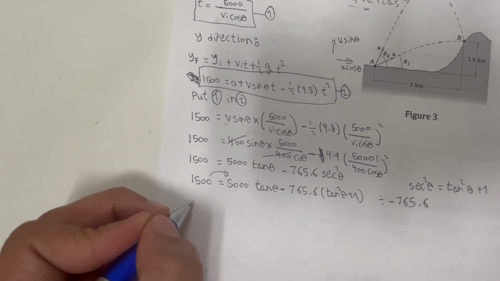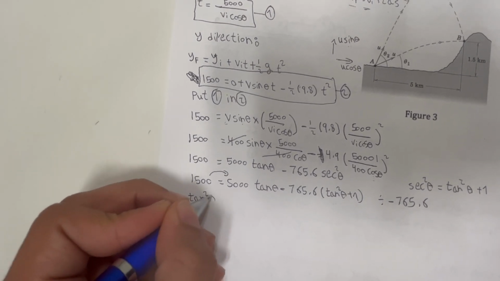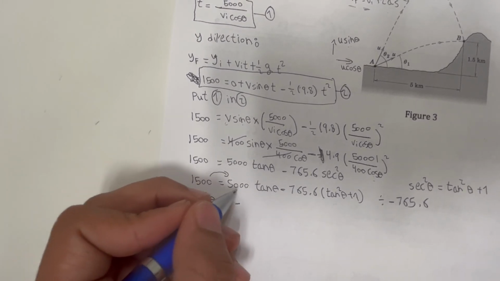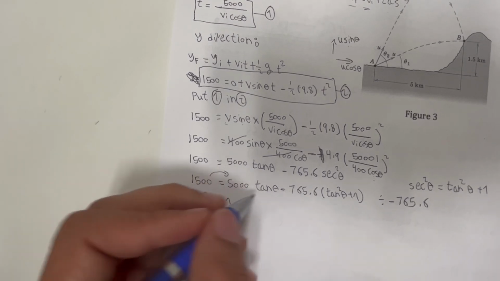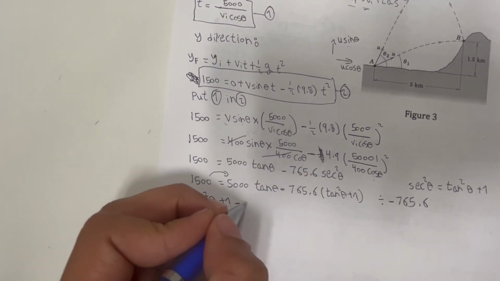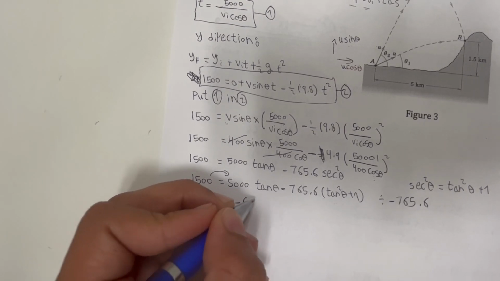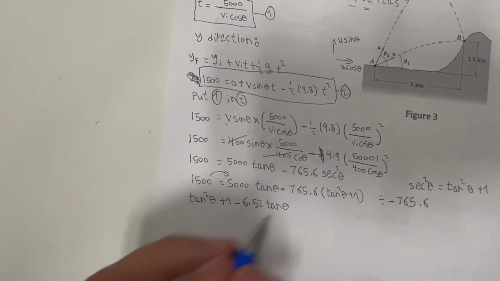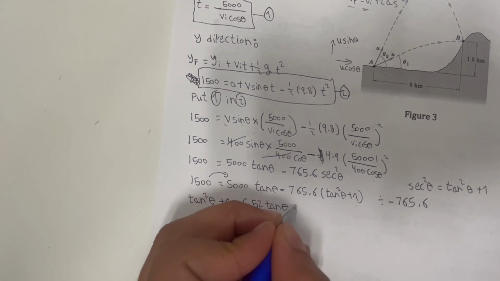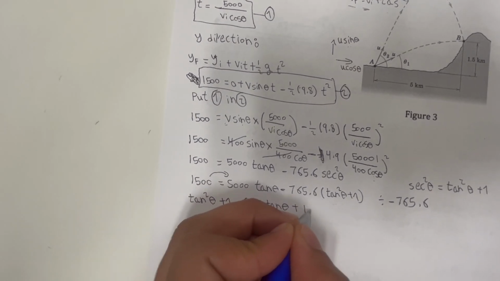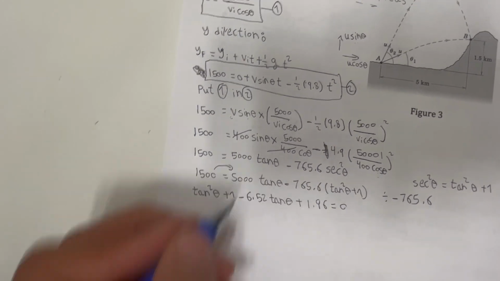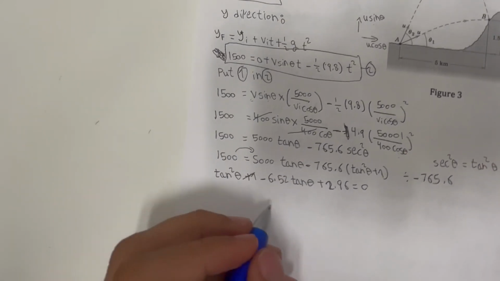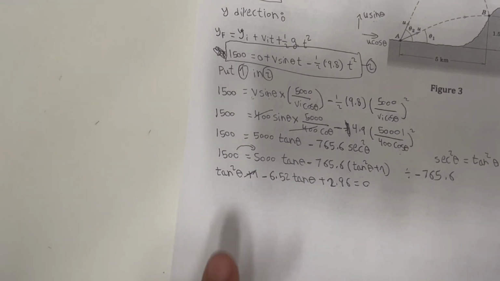So let's do it. So tan squared theta plus 1 minus 5000 divided by this number, it will be 6.53 tan theta plus 1.96 equals 0. Okay, you see this plus 1, let's add it here, so make it easier for us. So 2.96. Alright, now is the easiest thing, the quadratic equation.